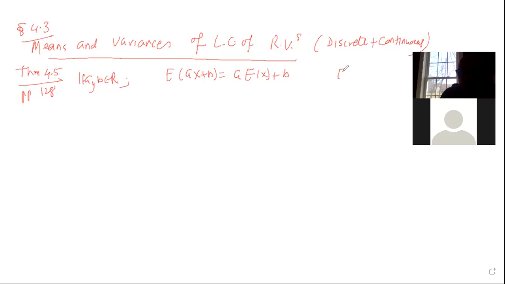So that is equal to B, because the expected value of B is always B. The expected value of any number is equal to the number itself. We know this thing, right, guys? So please keep this in mind, and that is really very easy to prove.